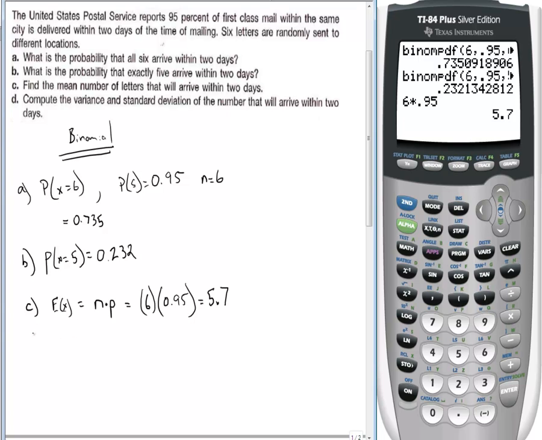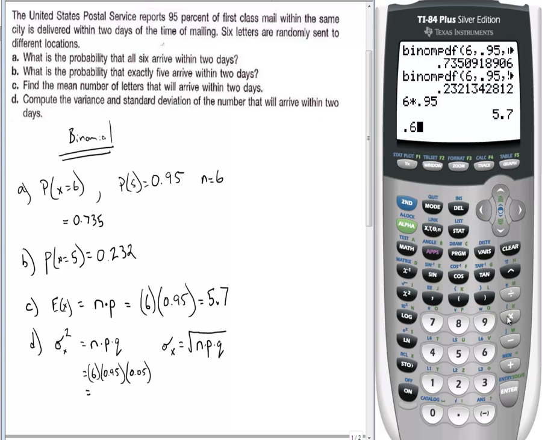which makes sense given the data. So now we need to know the variance and standard deviation. So variance is this, and standard deviation is simply the square root of that. For a binomial distribution, the standard deviation is the square root of n times p times q, which means the variance is simply n times p times q. n is 6. Success is 0.95. Failure then is 1 minus that, or 0.05.